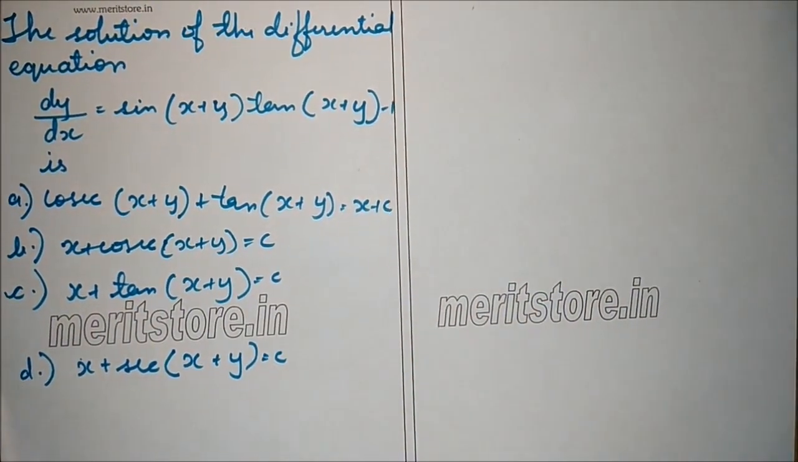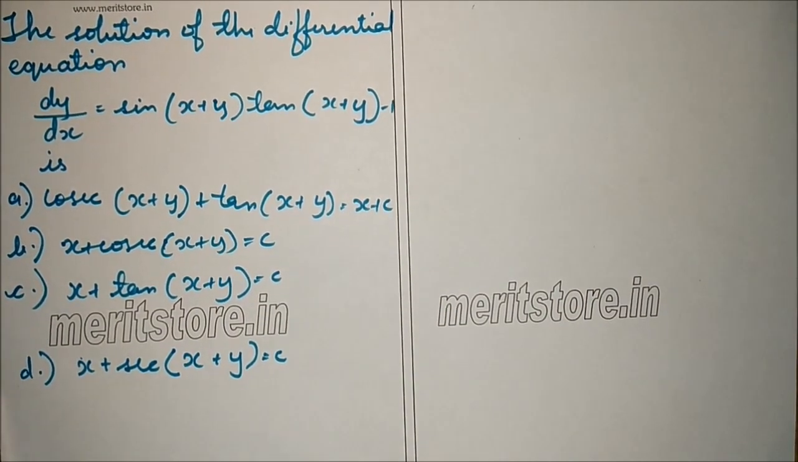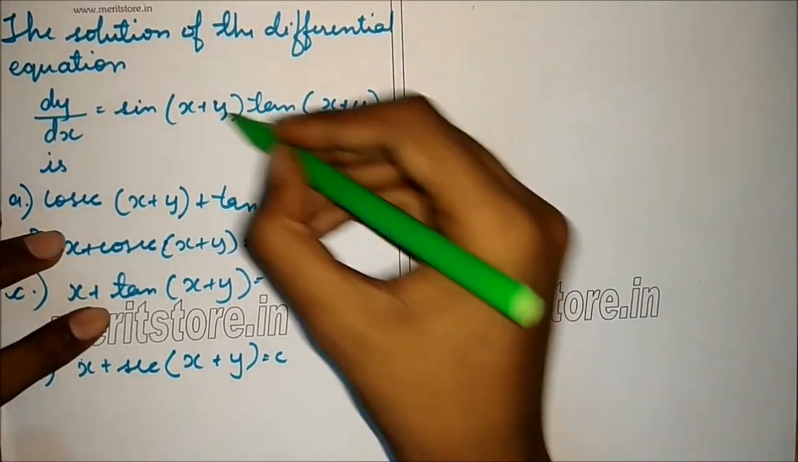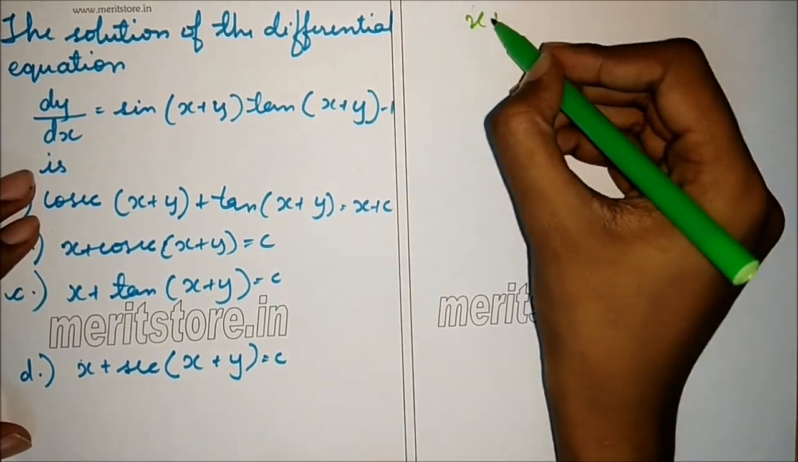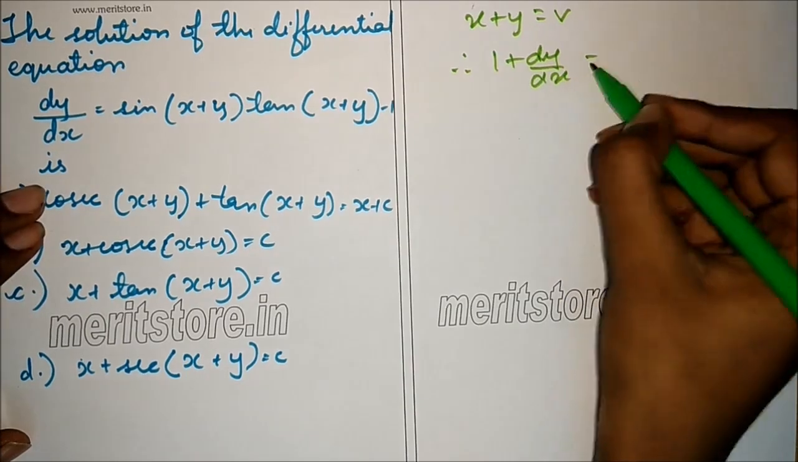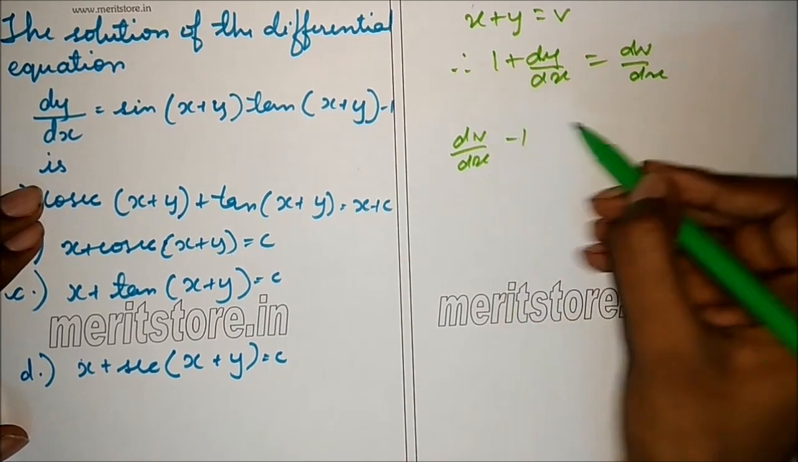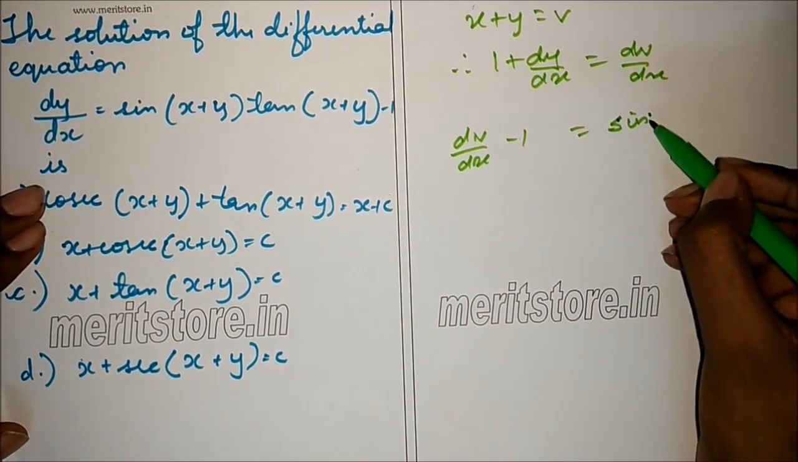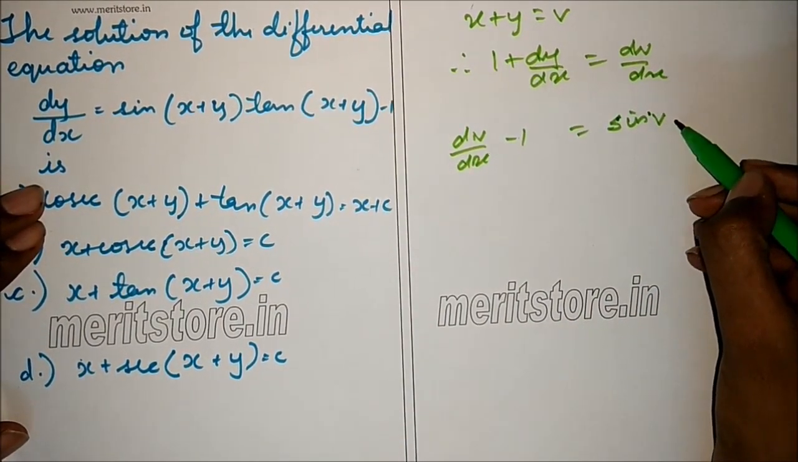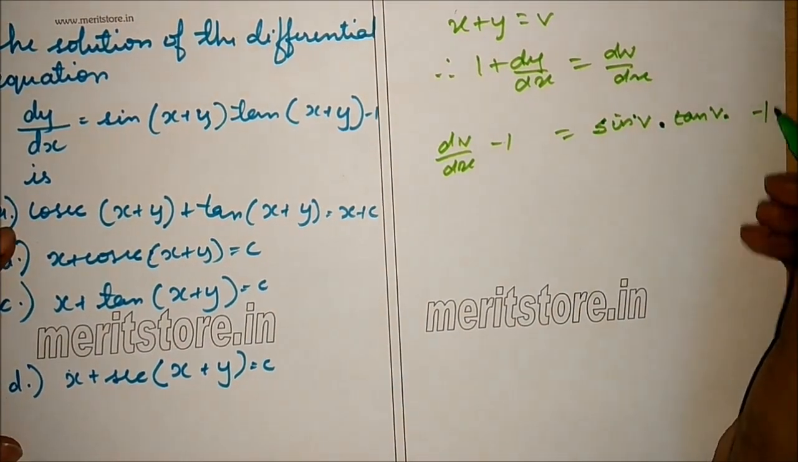The differential equation is given by dy by dx equals sine of x plus y into tan of x plus y minus 1. So we have to find the solution of this differential equation. So this is an implicit function. So we'll put x plus y equals v. So therefore 1 plus dy by dx will be equal to dv by dx. So dy by dx is dv by dx minus 1 is equal to sine v into tan v minus 1. So minus 1 gets cancelled.